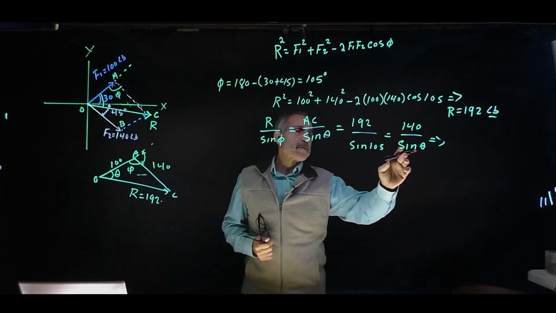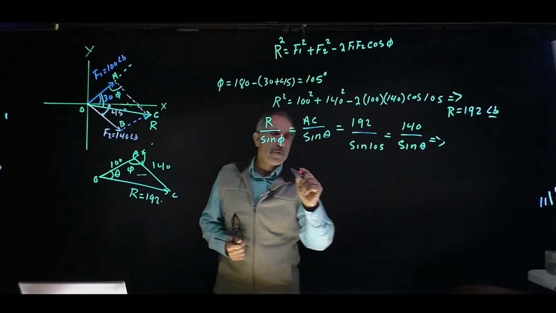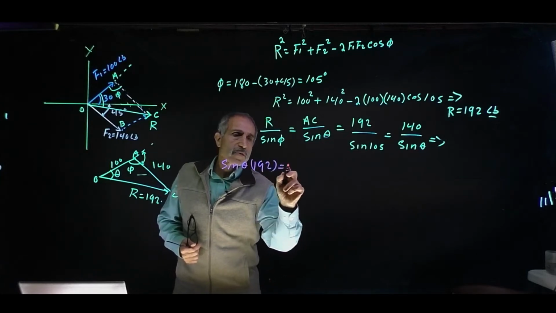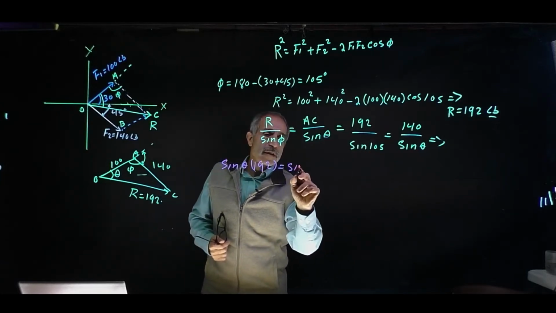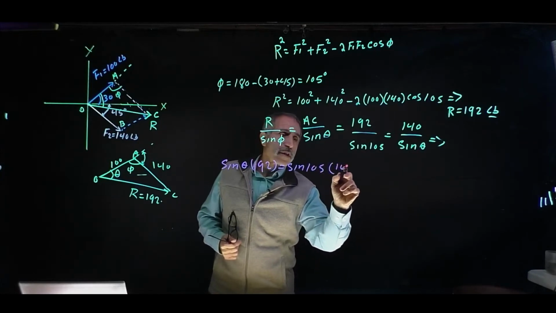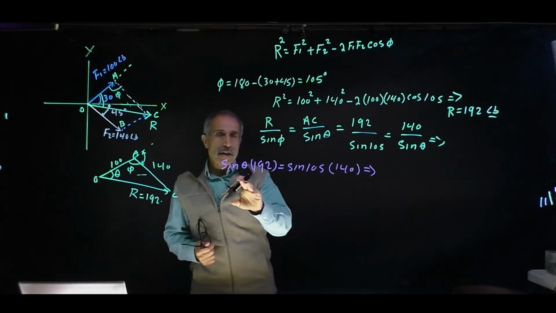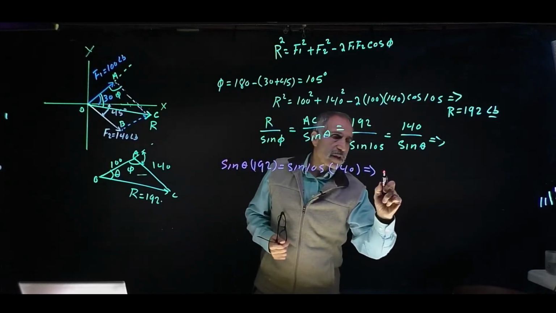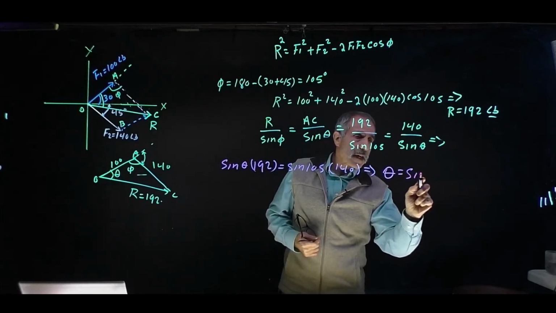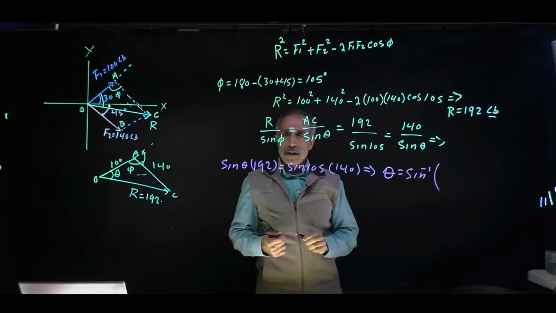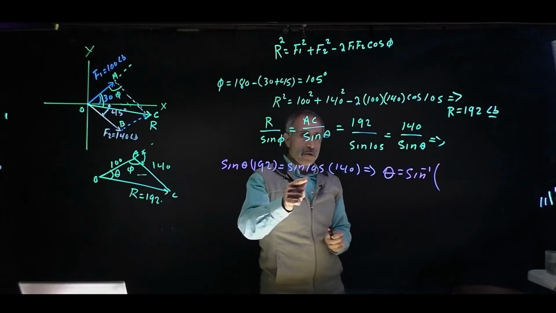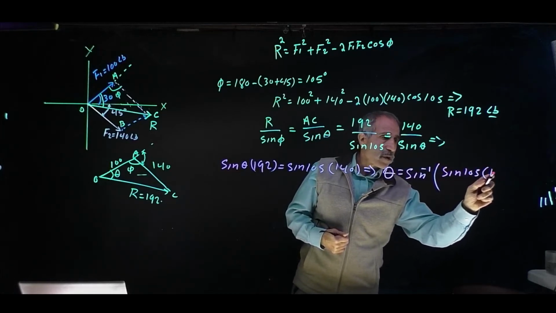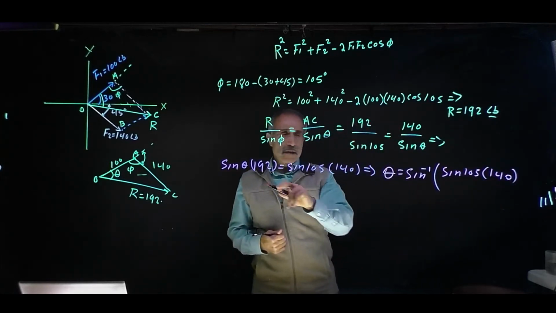We do a cross multiplication: sine theta times 192 should be equal to sine 105 times 140. So we can get rid of this, and we want to find what theta is. We can inverse it. Then we can say theta is equal to sine inverse of sine 105 times 140, divided by 192.